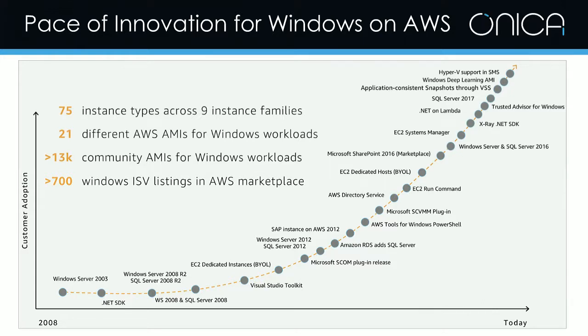Amazon-produced images for Windows, different versions of Windows. And there are 13,000 images produced by the community for Windows workloads. And that's supplemented then with 700 or so Windows listings in AWS Marketplace from ISVs. So this is a really vibrant, really large, and really quickly growing ecosystem.